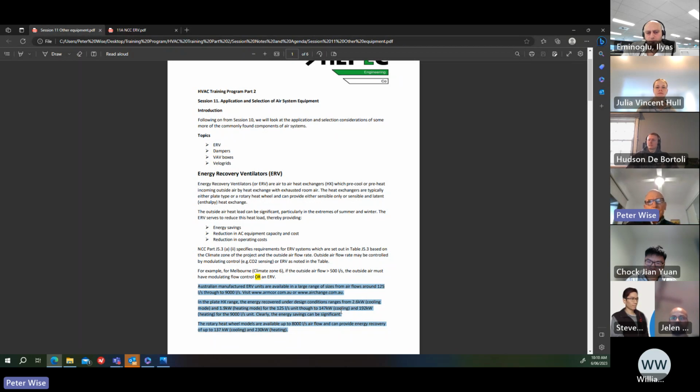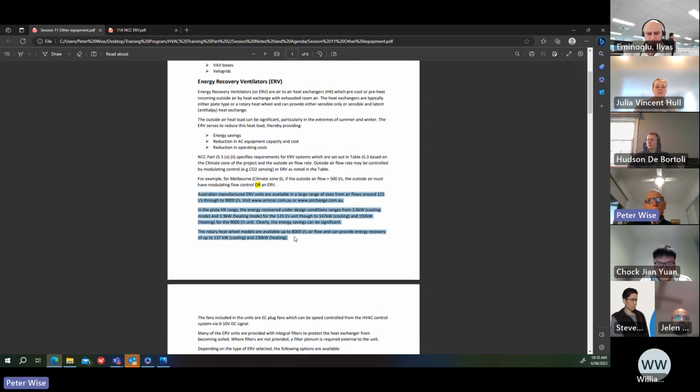In the plate heat exchanger range, the energy recovered under design conditions ranges from 2.6 kilowatts in the cooling mode, 1.9 in heating mode. That's for the small unit, 125 litres a second, through to up to 150 odd kilowatts cooling and nearly 200 kilowatts heating for the 9,000 litres a second unit. So the energy savings are significant.